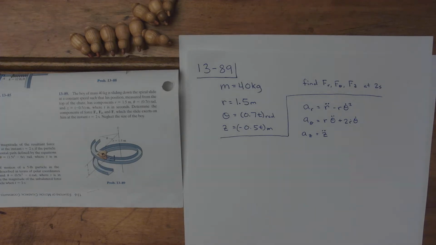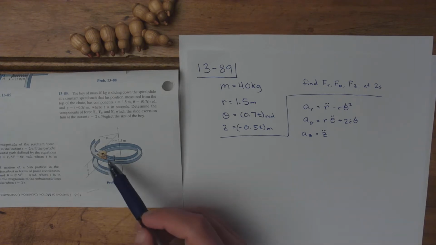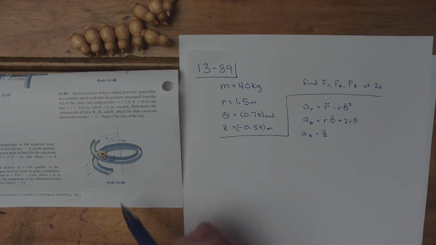This is problem 89 from chapter 13. The boy of mass 40 kilograms is sliding down the spiral slide at a constant speed such that his position, measured from the top of the chute, has components r is equal to 1.5 meters, so that's the distance from the axis to the boy. Theta is equal to 0.7 times t in radians when t is in seconds.